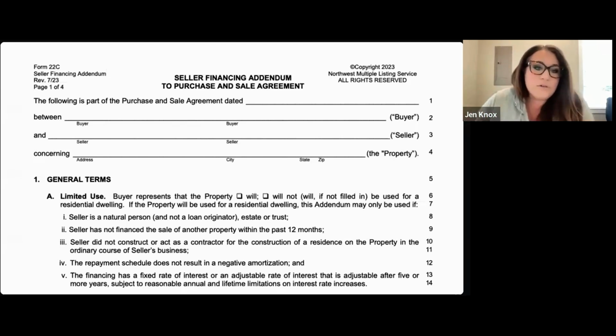The repayment schedule does not result in negative amortization. The financing has a fixed rate or an adjustable rate that is adjustable after 5 years or more, subject to the reasonable annual and lifetime limitations of the interest rate. So don't worry if you don't remember all these rules or you don't know if your person qualifies for these rules.